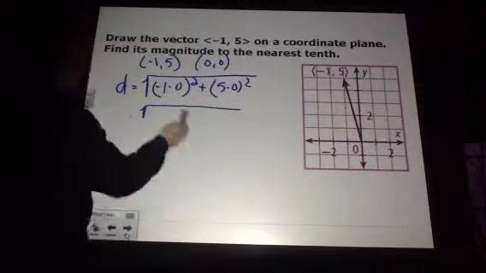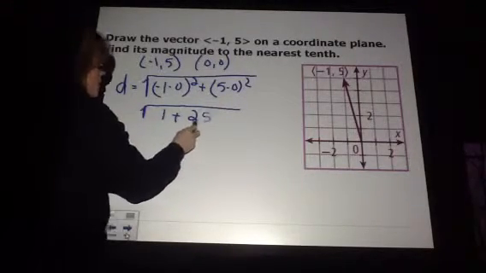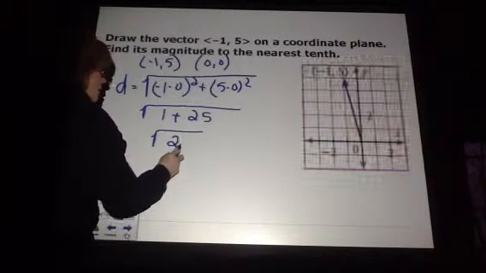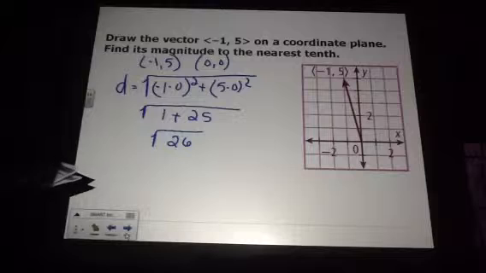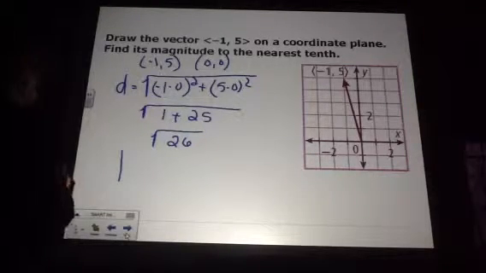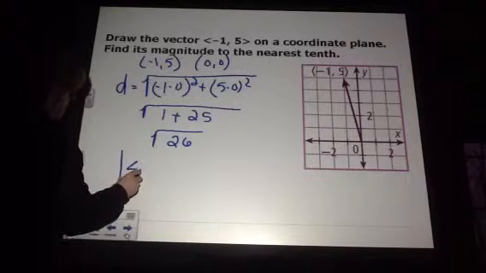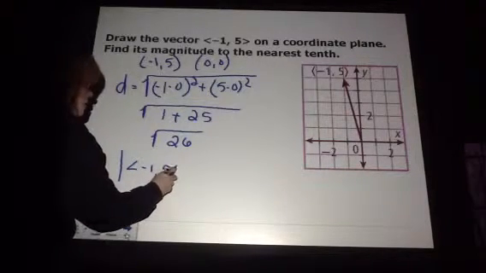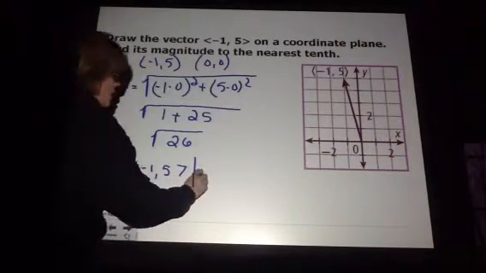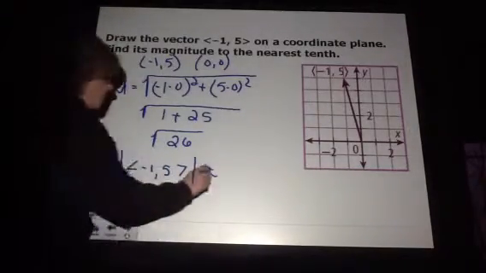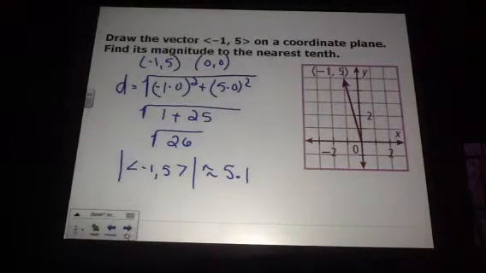So what do we have here? -1 squared is 1. 5 squared is 25. So we have the square root of 26, and it says round to the nearest tenth. So the length, the magnitude of vector <-1, 5> is approximately 5.1. So that's how you would write it.